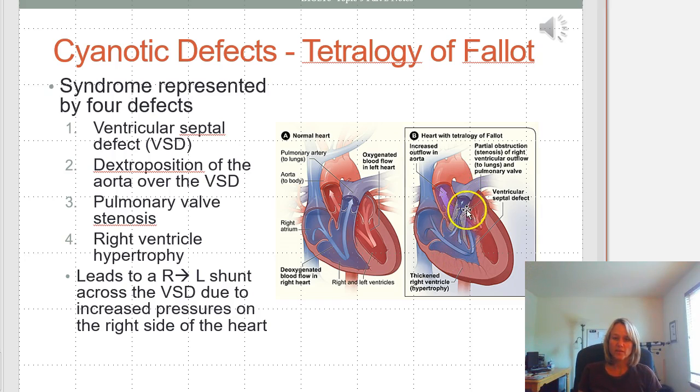What happens is it's going to cause a right to left shunt because the pressures are higher on the right side due to that stenosis and ventricular hypertrophy. That's going to push blood from the right side into the left side, and then with the aorta sitting right over the ventricle, blood's going to go out the aorta and be pumped. Deoxygenated blood is going to be pumped into the circulation.